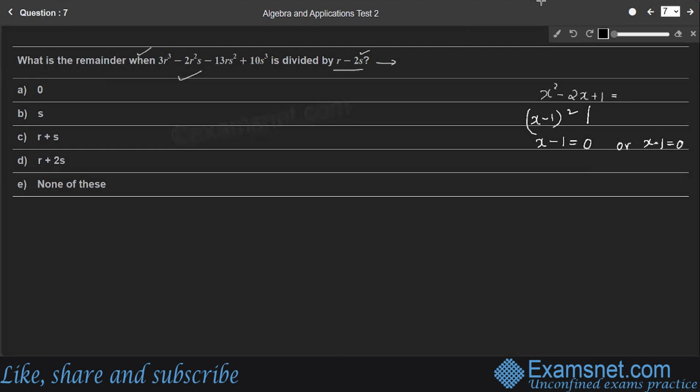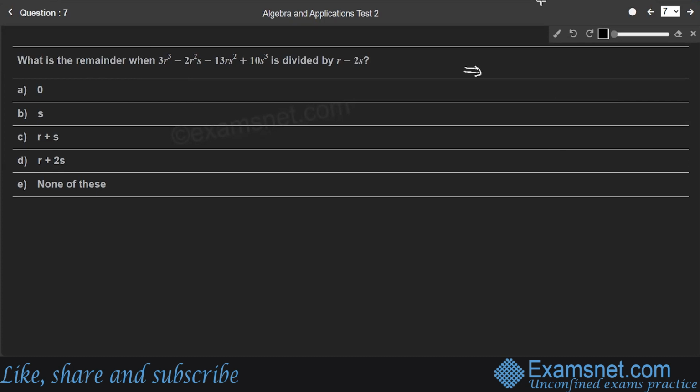Therefore, if an algebraic expression can be written as a product of its factors, then either the first factor is equal to 0 or the second factor is equal to 0. Similarly, for the given expression, one of the factors is given, r minus 2s. That means r minus 2s is equal to 0 or another factor is equal to 0, right? If r minus 2s is 0, what is the value of r? r is equal to 2s. Substitute the value of r in the given expression.